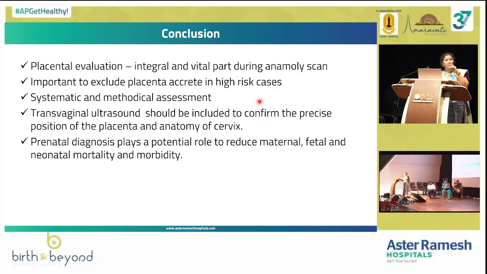Now I invite Deepa ma'am for management of placenta previa accreta.